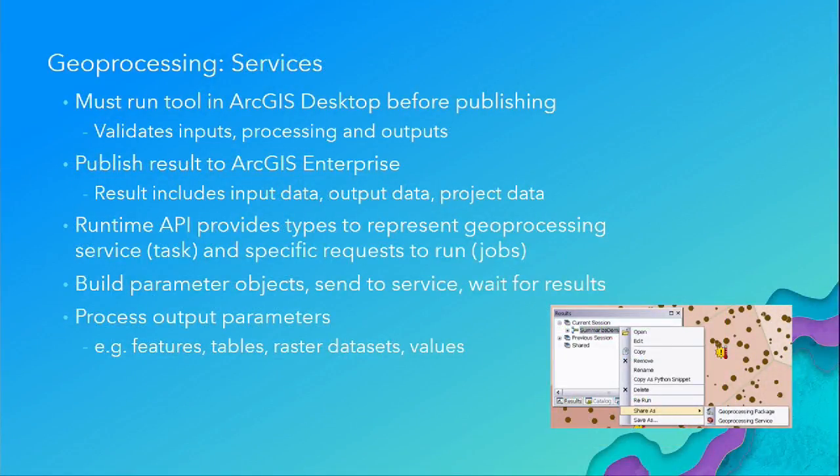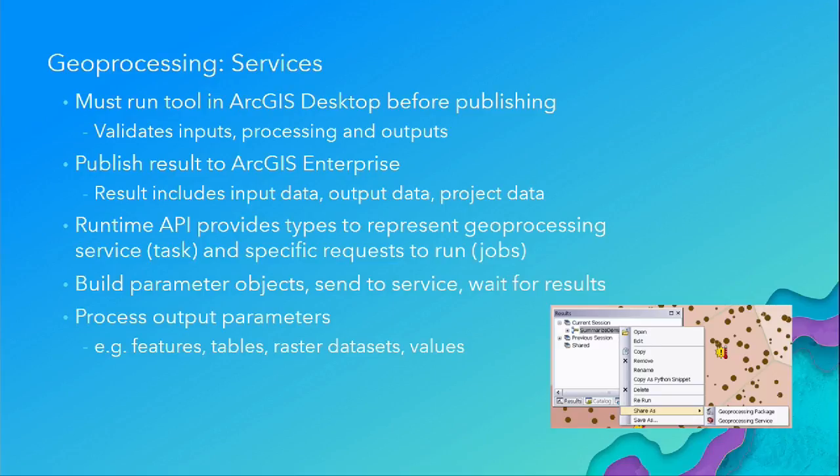So how do you publish geoprocessing services then? Well, the first step is to design and build your custom script or model, and then you have to run that within ArcGIS Desktop. What that does is essentially validate all of the inputs, it validates the entire processing of the model, and you get a set of valid outputs at the other end. And then that result that is available to you within ArcMap or Pro, you can then publish as a service to ArcGIS Enterprise, and it's essentially publishing that result.